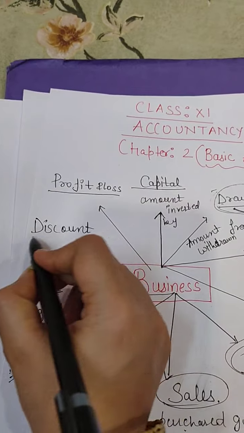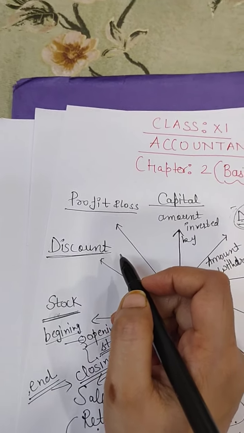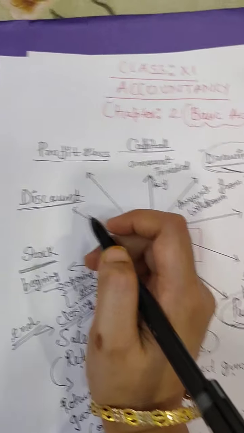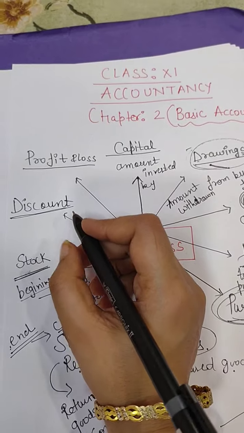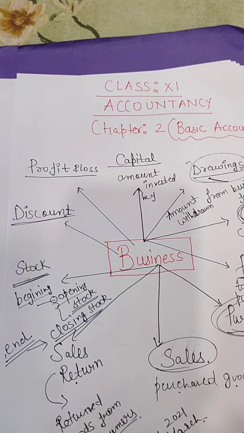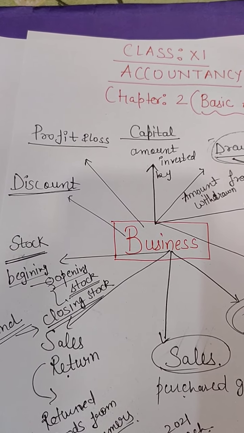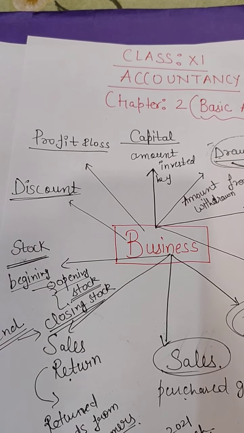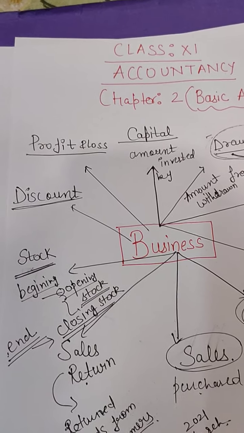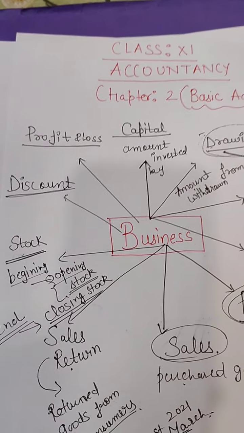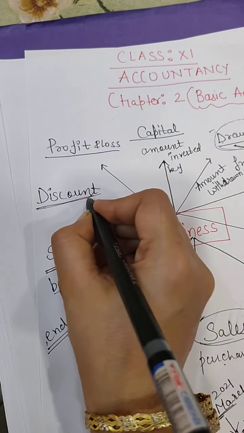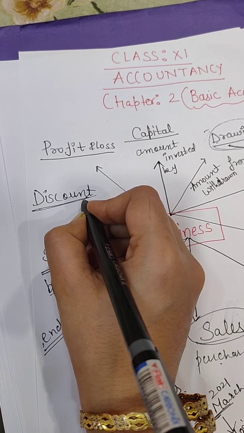Clear? Now we come to the term discount. Discount, I think you all know, because when you purchase things, you always want discount. What is discount? Discount is a reduction in the price of goods. So as consumers, when we purchase, we always want discount. There are two types of discount: cash discount and trade discount.